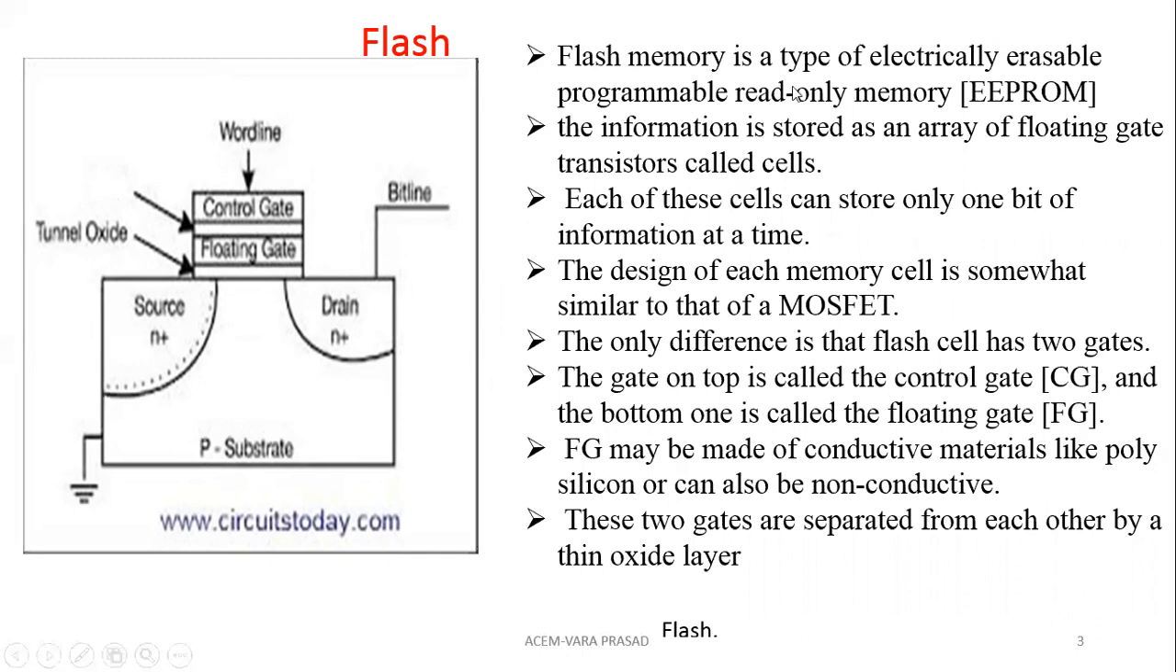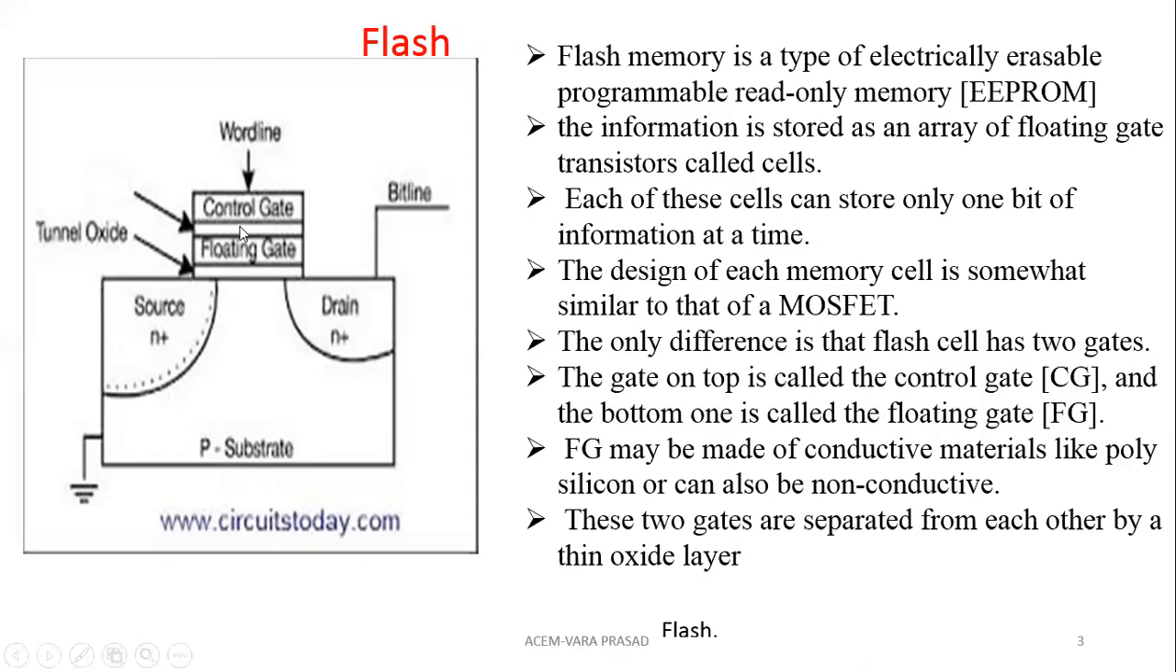Then come to the flash. Flash means flash memory, which is mainly used for EEPROMs. EEPROM means electrically erasable programmable read-only memory. So EEPROMs are mainly used as flash memory. This flash memory is fabricated using a MOSFET. Generally, a MOSFET consists of only one gate between source and drain.